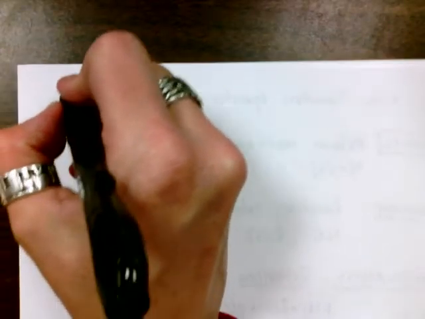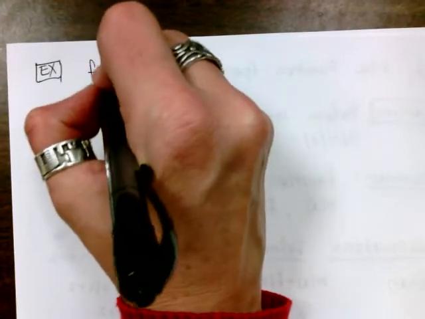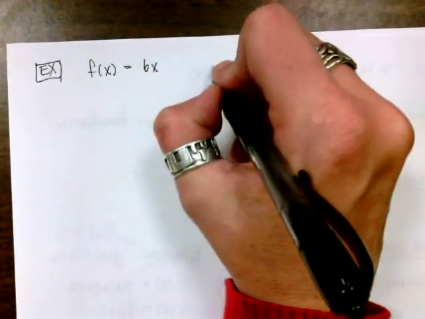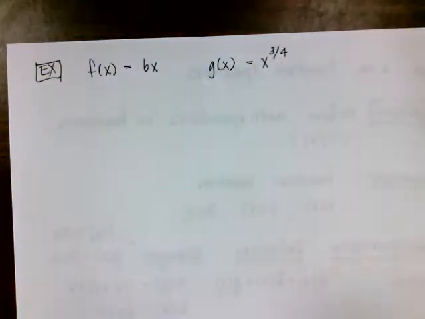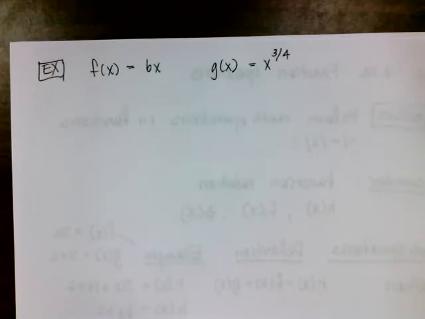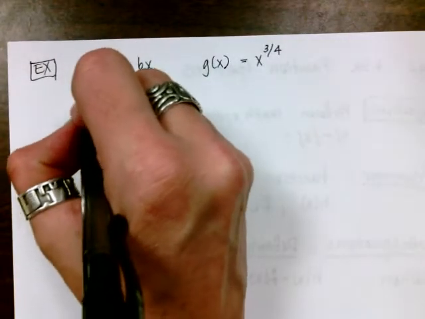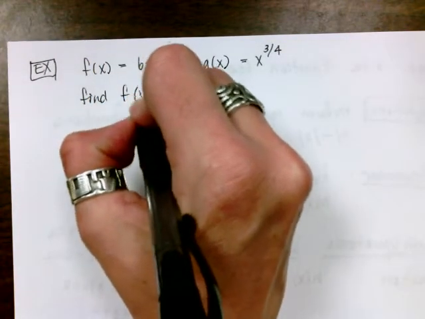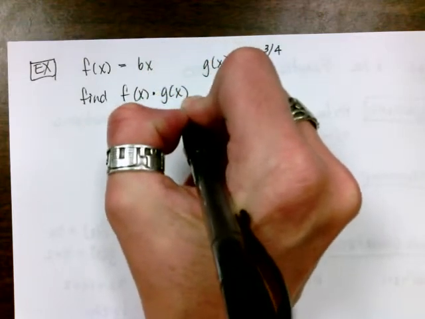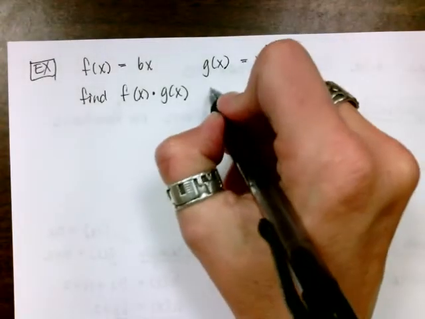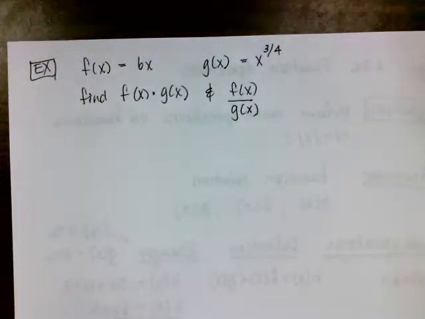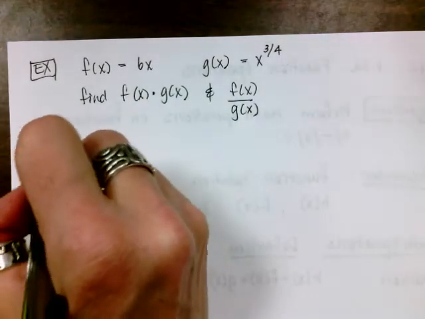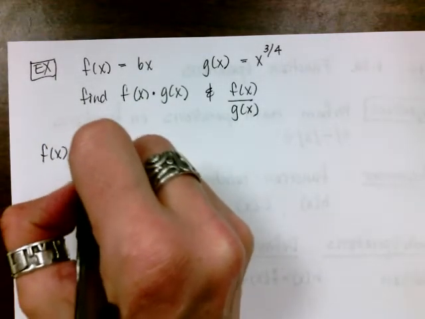All right, so for our first example, I'm going to tell you that f of x is equal to 6x and g of x is going to equal x to the 3/4 because we've been doing a lot of work with fractional exponents. So I want you to find f of x times g of x, okay, and then I want you to find f of x divided by g of x, okay? So if I do the multiplication first, so I'm going to do f of x times g of x.